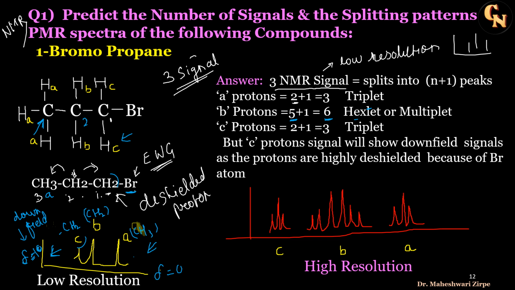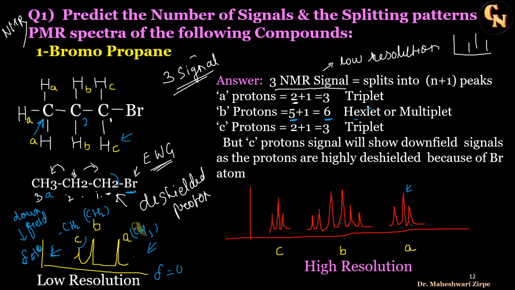So in high resolution, the same 3 signals you can see in this fashion: triplet, then multiplet, and triplet. This triplet in very high resolution is like on the screen of your mobile, where you try to find out more by increasing the screen. Similarly, if you see this in high resolution, you will find the 3 peaks, and that is the triplet.